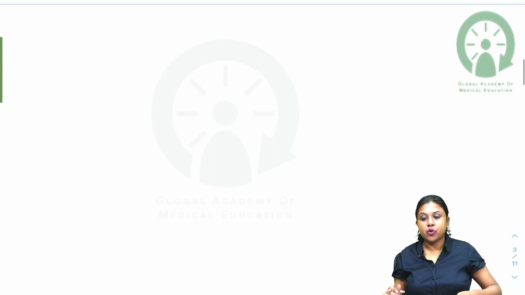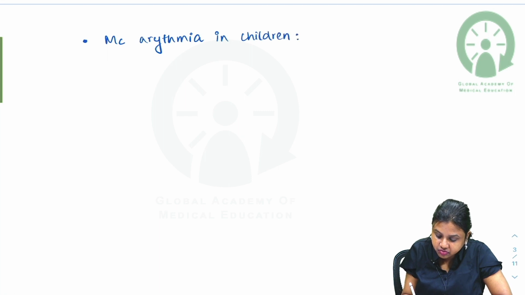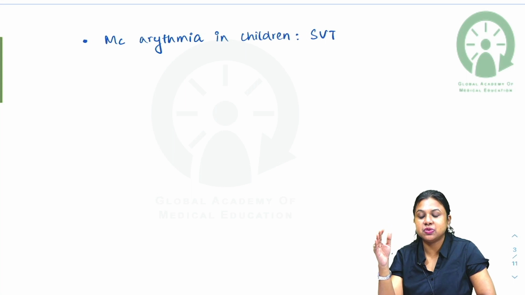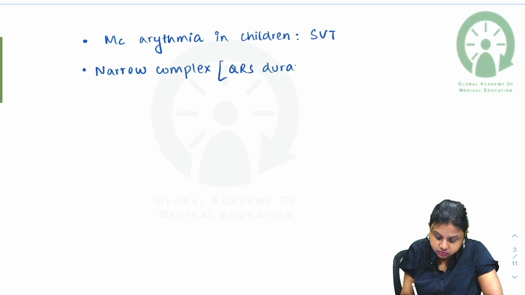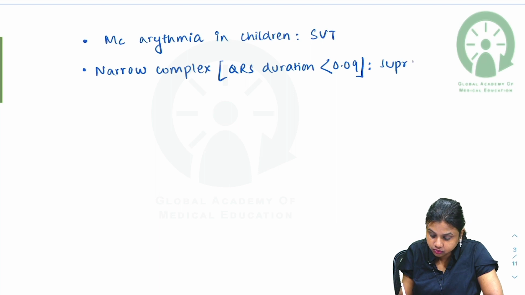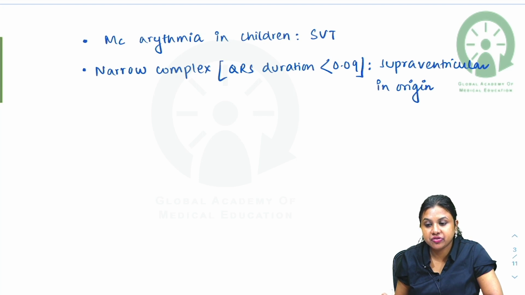So let us write down the salient points. Most common arrhythmia that is encountered in children is SVT. A very gross way of differentiating between SVT and VT is the QRS complex. If we are having a narrow complex tachycardia, it is usually supraventricular in origin. Okay, so narrow complex is supraventricular in origin.